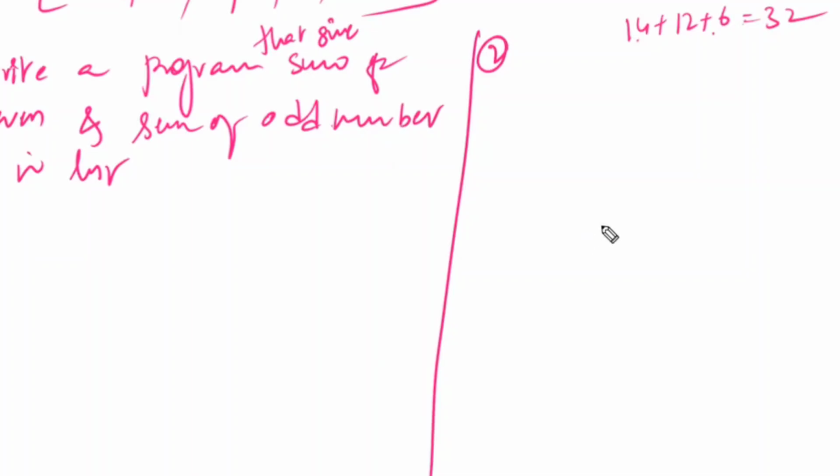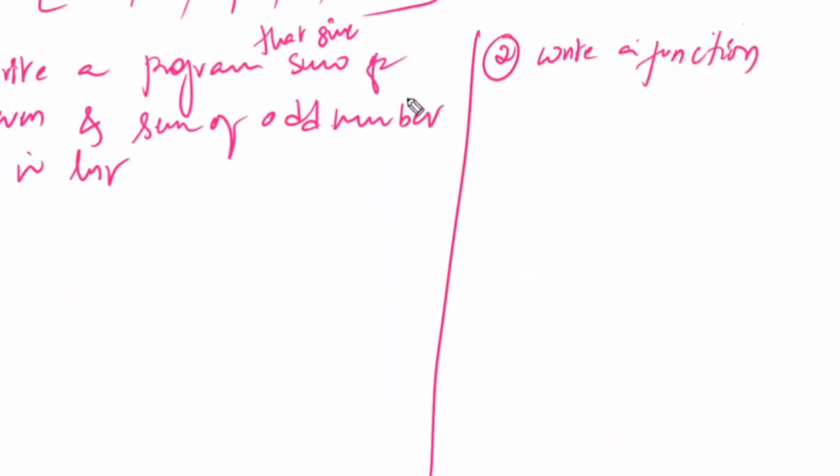Write the program. Choice is yours. Anything you can select. Write the program, not the function. Same question, second question, question number 2. Write a function for that. Instead of write a program, write a function for that. Is the question 2. Question 1 and question 2. Please write in your notes, guys. Write the program.